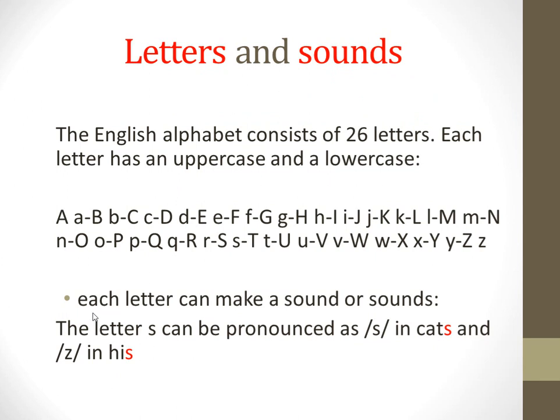So the first thing that we need to know is that each letter has its own sounds, but some letters can have more than one sound. For example, the letter S can be pronounced as "s", for example in cats, or "z" in his. So this is an example of a letter which has more than one sound. The letter S can have the sound "s" as in cats, or the sound "z" as in his.